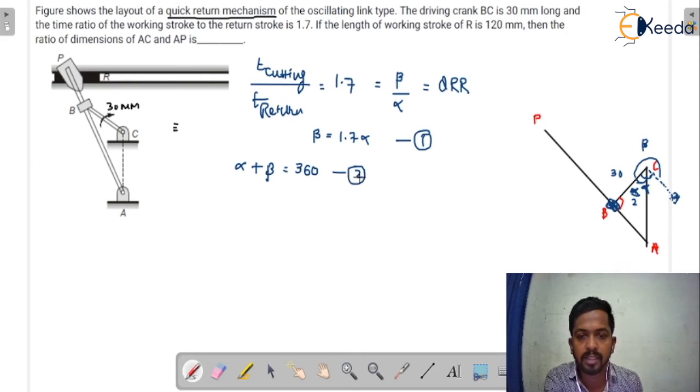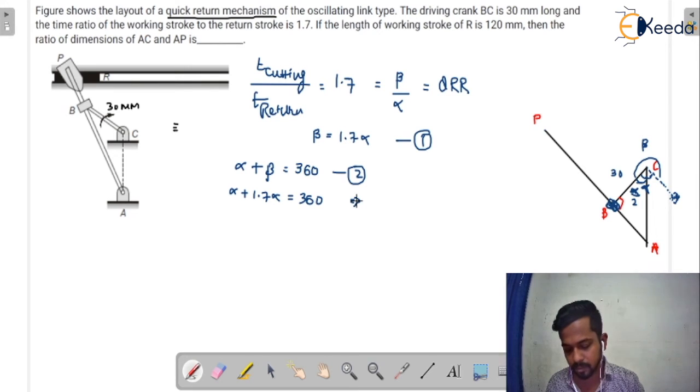Now using these two relations we can find out the value of alpha, yes or no. So I have to put the beta value in these equations. So that is alpha plus 1.7 alpha is equal to 360, and when you solve these equations you will get 133.33, that is the value of alpha.